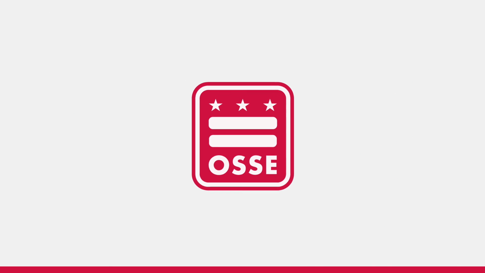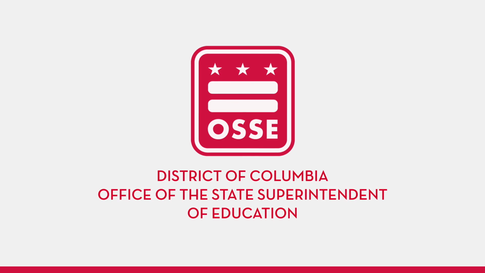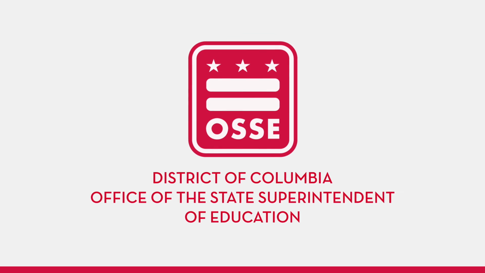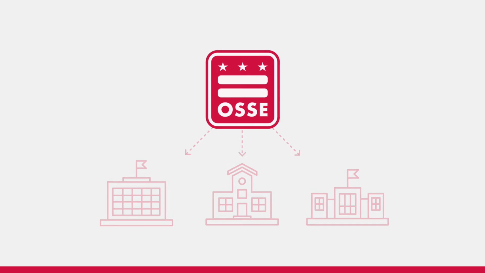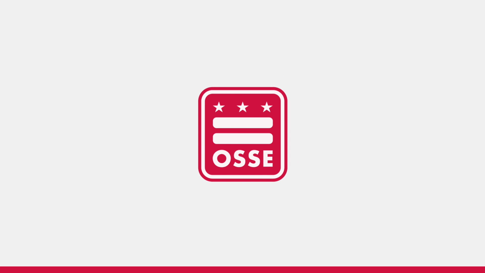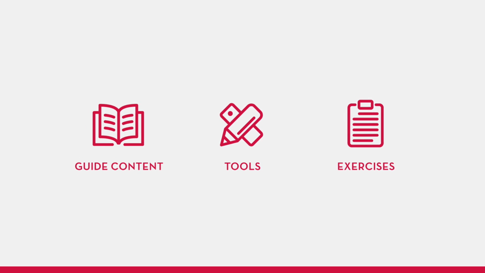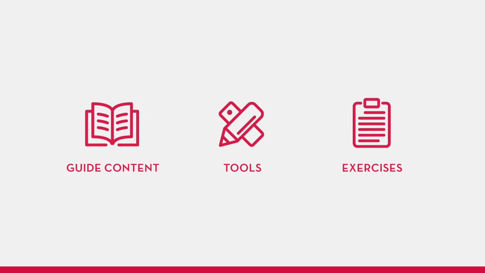This video has been created as one of several resources provided to District of Columbia schools by OSSE, the Office of the State Superintendent of Education, to assist all schools in their planning and implementation efforts. This video, in addition to the OSSE School Planning Guide, provides school teams with content, tools, and exercises to complete their school plans and establish routines to monitor implementation progress.